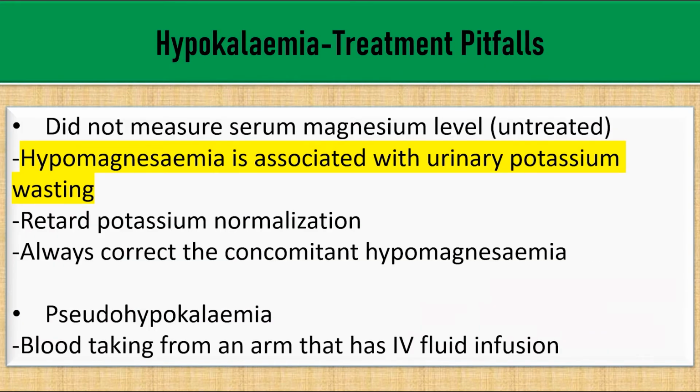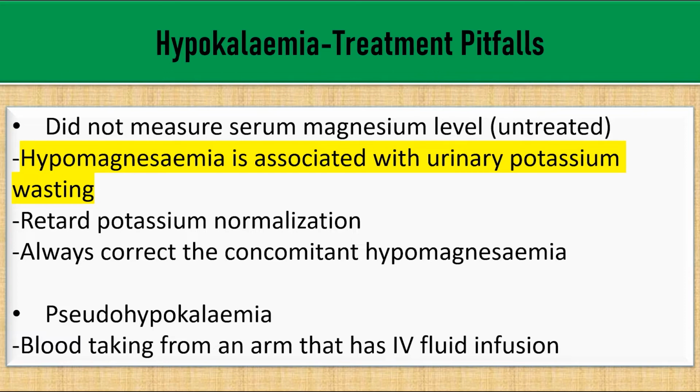It is also important for you to measure the patient's plasma magnesium level in patients who come with hypokalemia, because quite commonly hypokalemia happens in association with hypomagnesemia as well. In fact, an uncorrected hypomagnesemia will retard the patient's potassium normalization, mainly because hypomagnesemia itself is associated with urinary potassium wasting. Hence, please always correct any concomitant hypomagnesemia in subjects with hypokalemia.